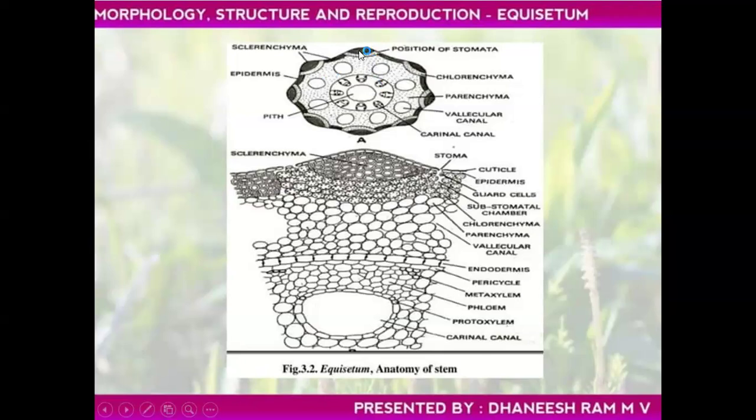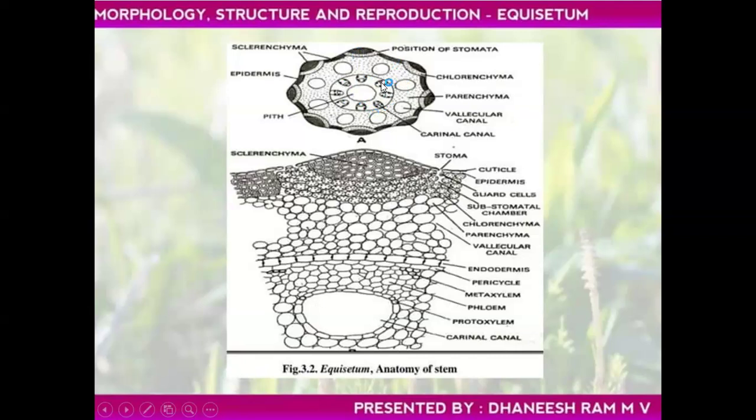Okay, I told you that the outline of this stem is having ridges and furrows. The carinal canal lies in the direction of the ridge, whereas the vallecular canal lies in the direction of the furrow. So this is a very, very important point to be noted for your exam. Next comes the central region, which is called the pith.